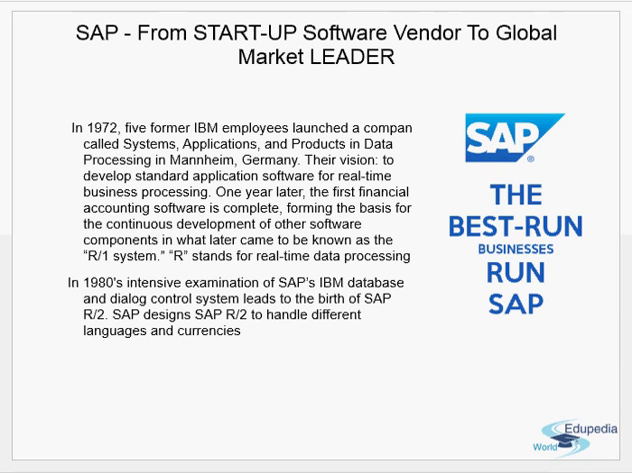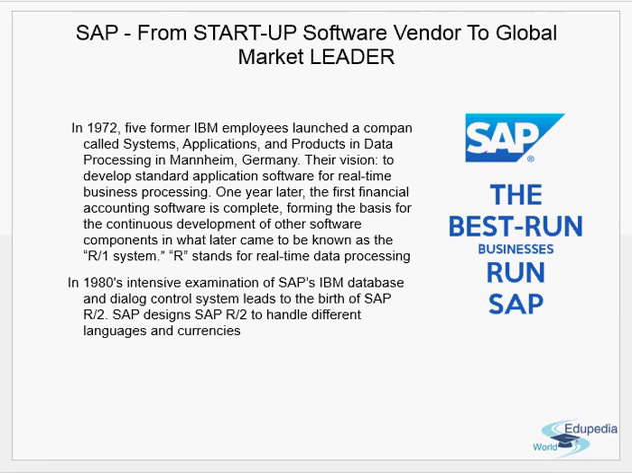So SAP is like a king in ERP as of now. SAP, as we discussed, stands for Systems, Applications and Products. In 1972, it was formed by 5 former IBM employees, who started a company known as Systems, Applications and Products and Data Processing in Germany. The vision was to develop standard application software for real-time business processing. One year later, the first financial accounting software was complete, forming the basis for the continuous development of other software components in what later came to be known as the R1 system. R stands for real-time data processing.